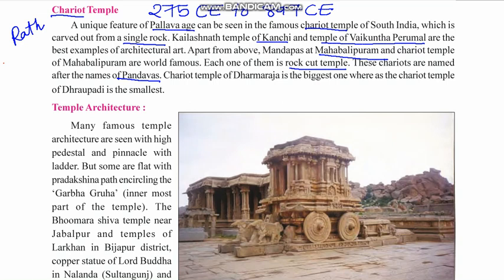The Chariot Temple of Dharmaraj is the biggest one. Dharmaraj Yudhishthir is the biggest one because he was the eldest of the Pandavas. Whereas the Chariot Temple of Draupadi is the smallest. At the same time, it is also one of the most beautiful of all the chariot temples.